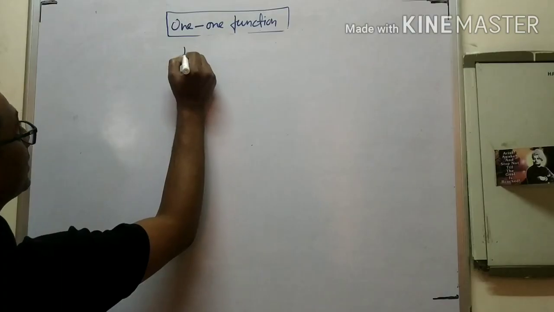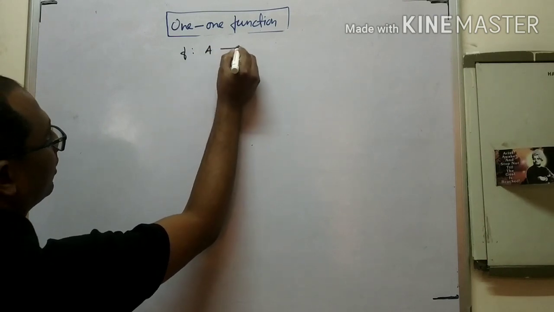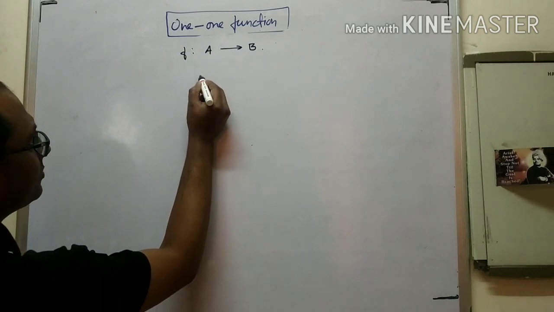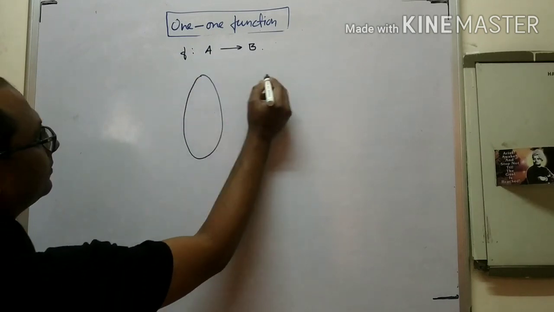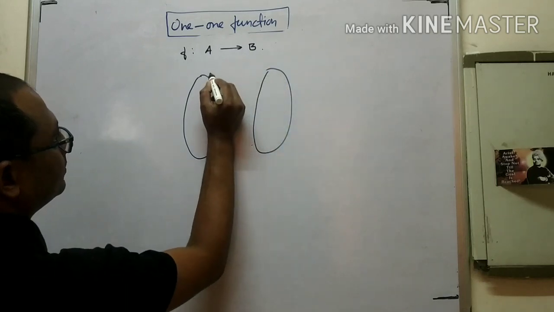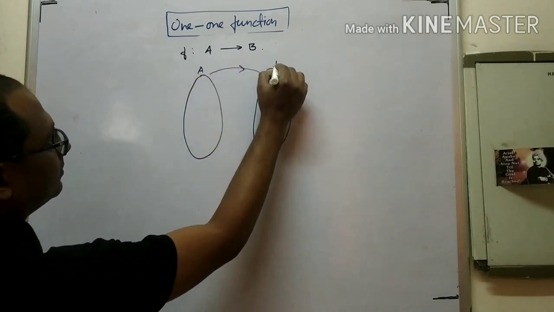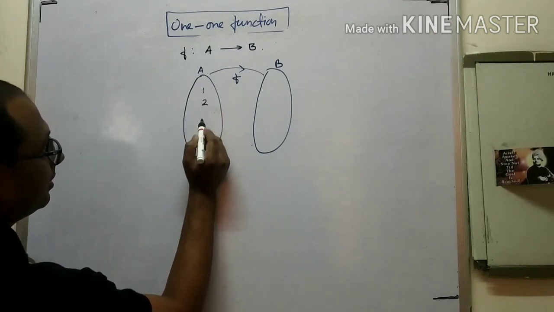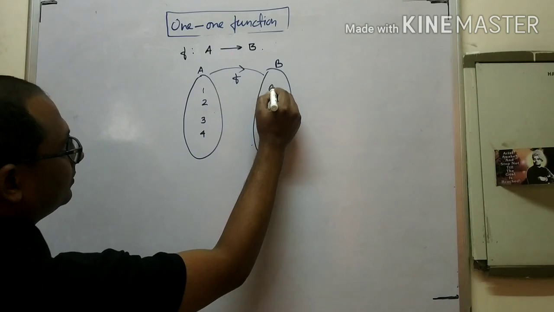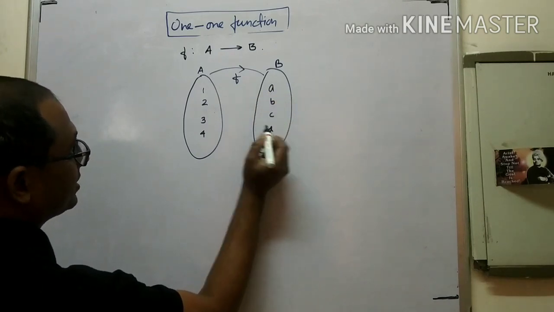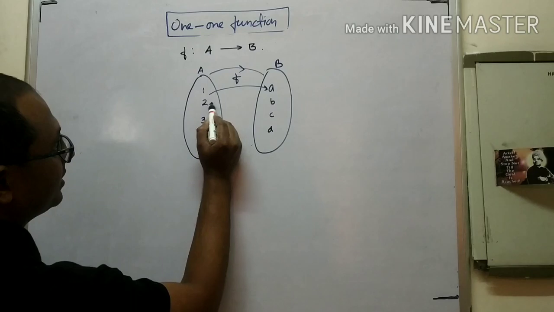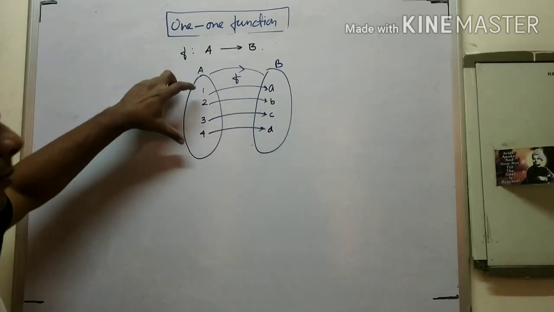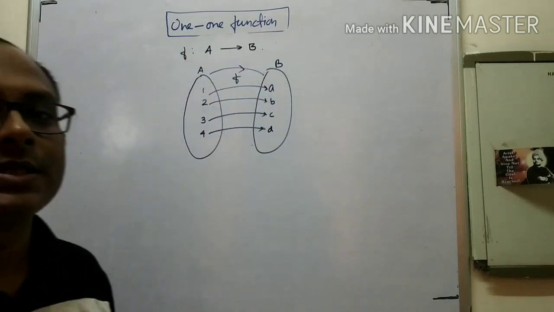Hello students, a function f from a non-empty set A to a non-empty set B is said to be 1-1 if every member in the domain has different images. They must have different images. Every member of the domain has different images.